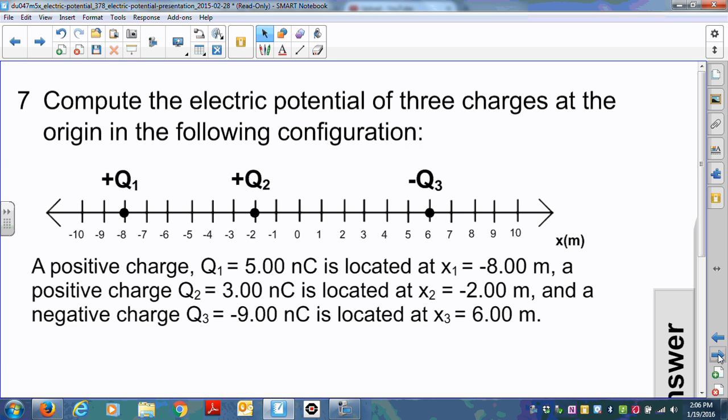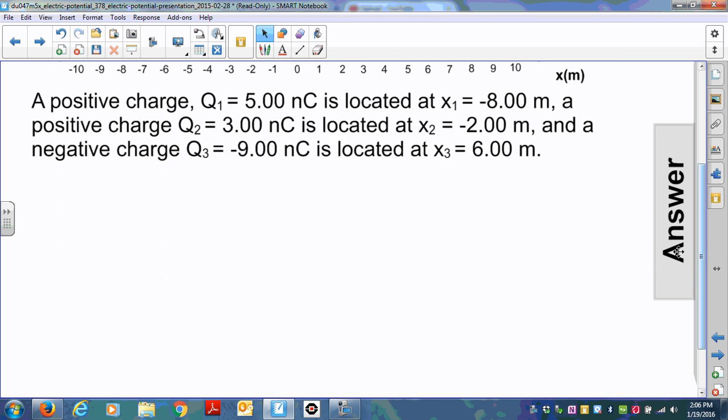So here's another example. Compute the electric potential of 3 charges at the origin in the following configuration. Go ahead and see if you can solve this one now. Okay, so if you're not done, go ahead and make sure you pause the video. Let's go ahead and take a look at the answer.